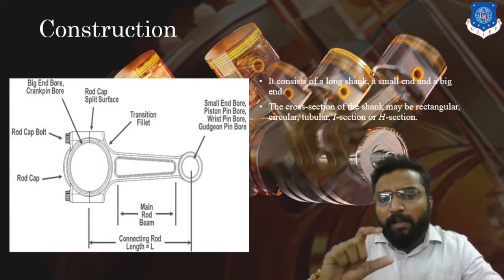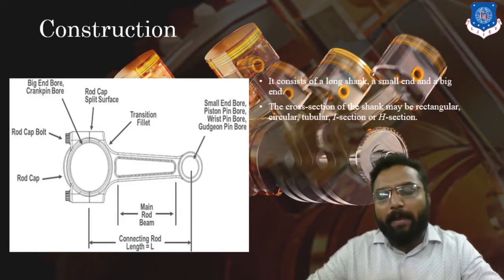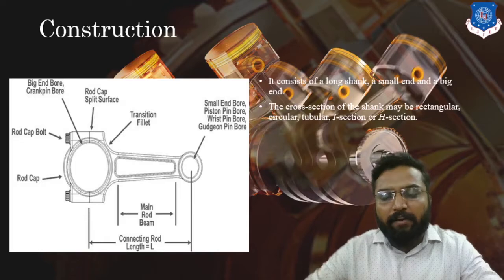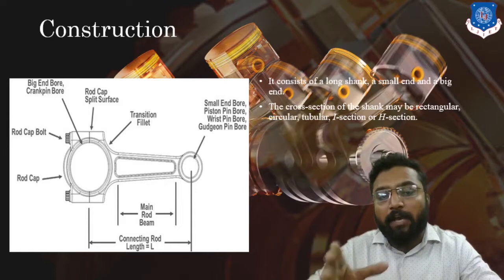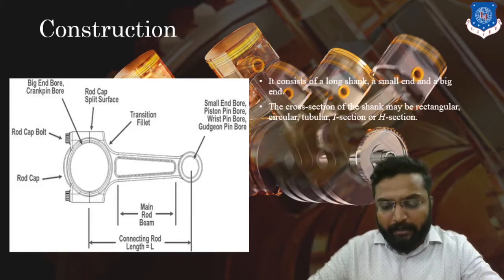Clear? So this big end, you can see here, connects with our crankshaft, and the small end connects with our piston pin. Clear? The big end has two parts. One is called the cap, and the other is the part which is connected to our shank. This cap and shank part are connected via two bolts. Clear? You can see here one is called the cap bolt. So here we are going to design and discuss the different parts of the connecting rod. I hope you are clear about the construction of our connecting rod.